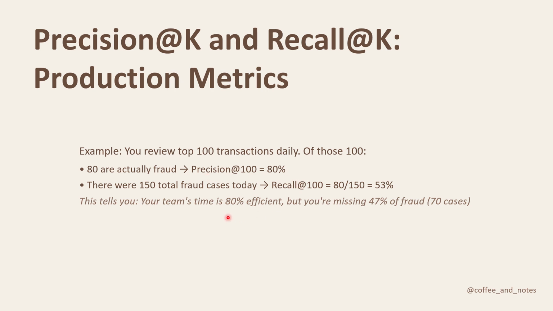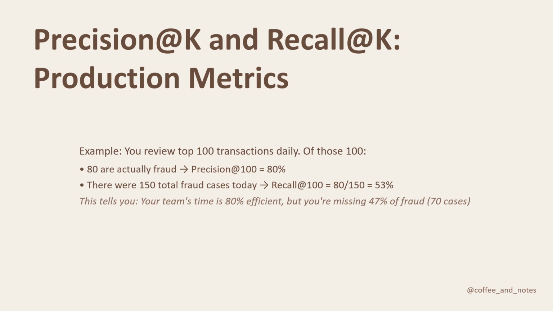Now recall at K asks: of all actual positives, what percentage are in your top K? If there are 150 fraud cases that day, and 80 of them are in your top 100, recall at 100 is 80 divided by 150. It is 53%. You are catching 53% of the fraud. You are missing the other 47%, 70 fraud cases.